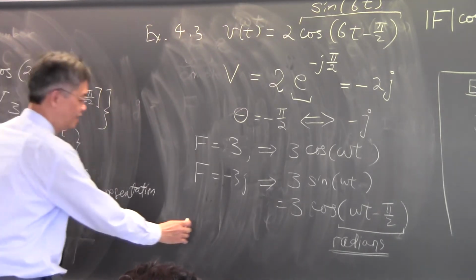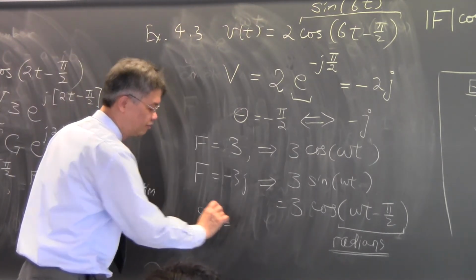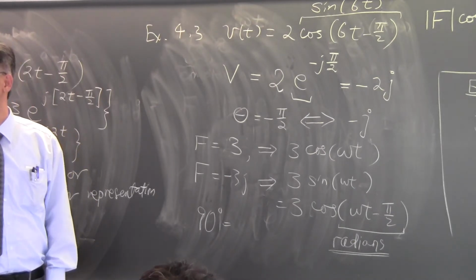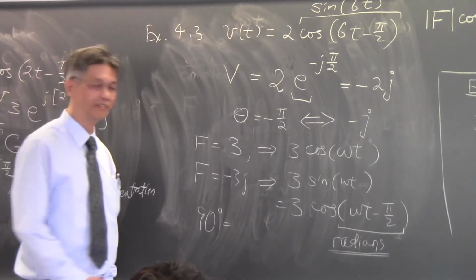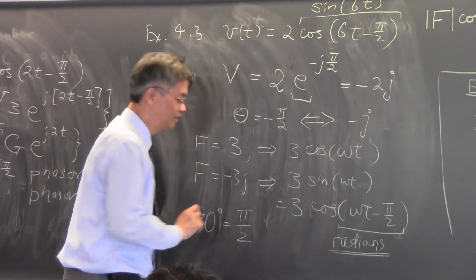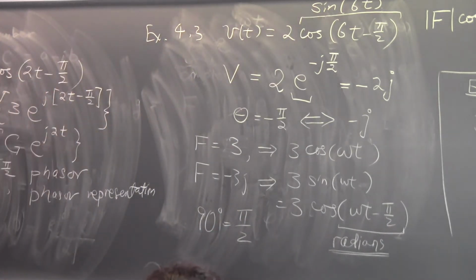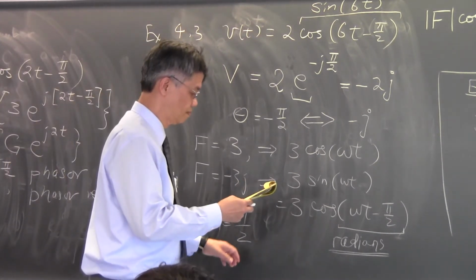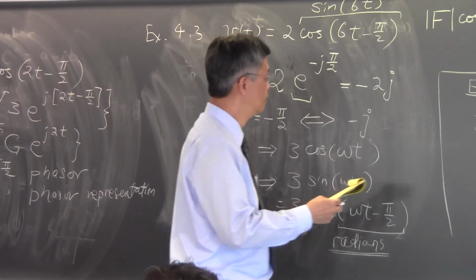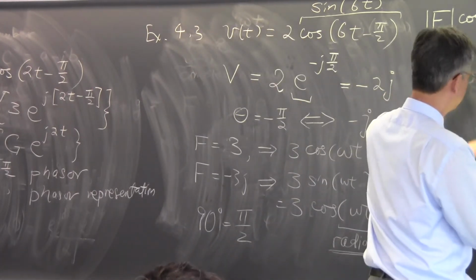For instance, what is 90 degrees in radian form? Pi over 2, right? So remember to do that when you do your exam. Okay? So let's do more examples.